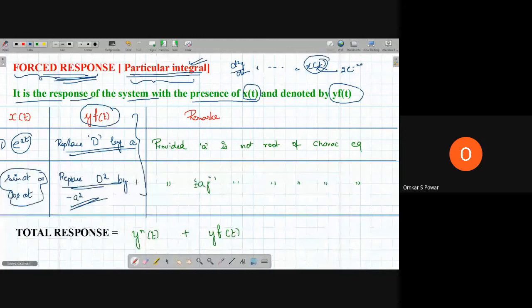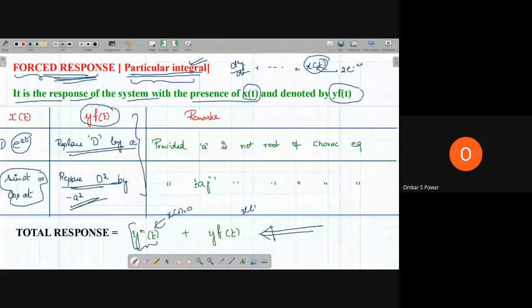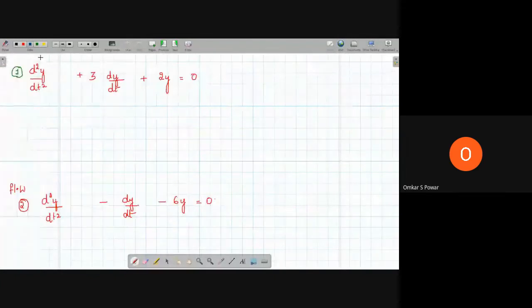So your total response for your system will be the natural response, when I consider x of t equal to 0. If they have given some x of t value, then you have to add this natural response with the forced response. So your total response will be the natural response plus the forced response, which is nothing but the complementary integral plus the particular integral. Now let us solve some problems, then you will get a proper idea. These things you have learnt in mathematics, so I think you people are good at it. So let me go to the first problem.